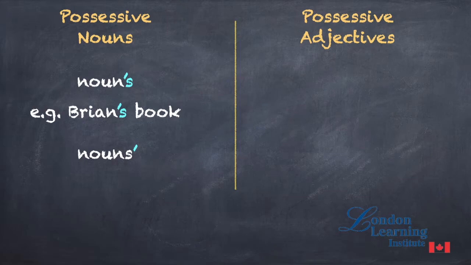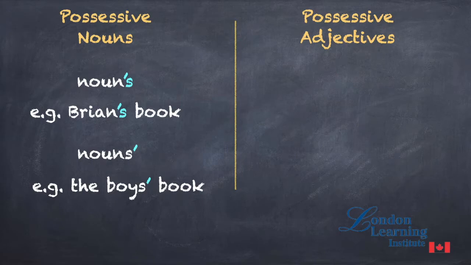Okay, now if you have a plural noun, a noun that ends with S, you don't need to put another apostrophe S. You can just put an apostrophe at the end, on the outside of the S instead of on the inside. If we look at the example, the boys' book. So who does the book belong to? The boys. More than one boy. So more than one boy owns this book, the boys' book.